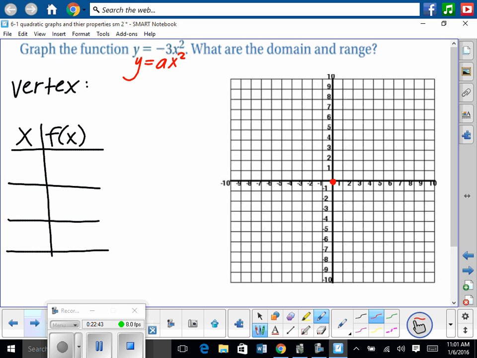Then from there, plot 2 points to the right, reflect it. You tell me quickly so that I don't have to pull up my calculator again. What are some 2 whole points to the right? 1, negative 3, okay? What's another whole number point? 2, negative 12. 2 and negative 12, all right, so down here.